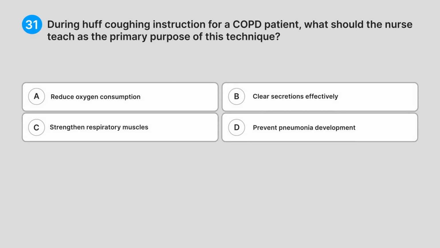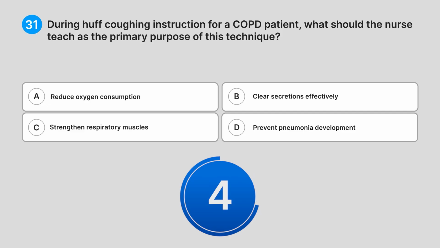31. During huff-coughing instruction for a COPD patient, what should the nurse teach as the primary purpose of this technique? A. Reduce oxygen consumption. B. Clear secretions effectively. C. Strengthen respiratory muscles. D. Prevent pneumonia development. Can you guess the answer?